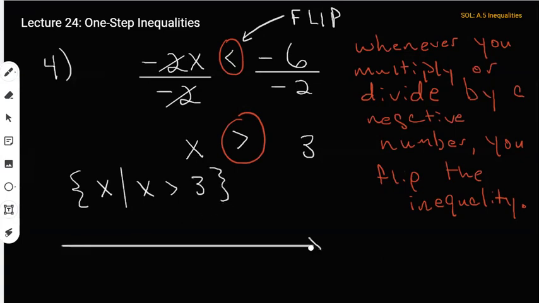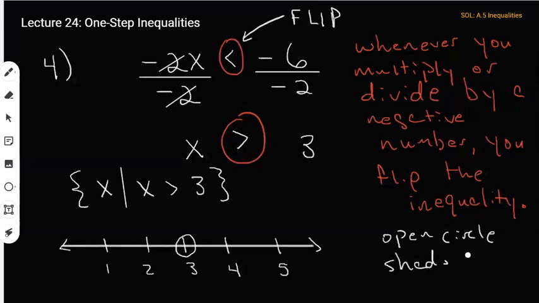Then I draw my number line. I'm going to put 3 in the middle, and then 2, and then 1, 4, and 5 go on the right. Since it's a greater than symbol now, I know that I'm going to have an open circle on 3. So I'm going to put my open circle on the 3. And then which way do I shade? Since it's pointing to the right, I'm going to shade to the right.